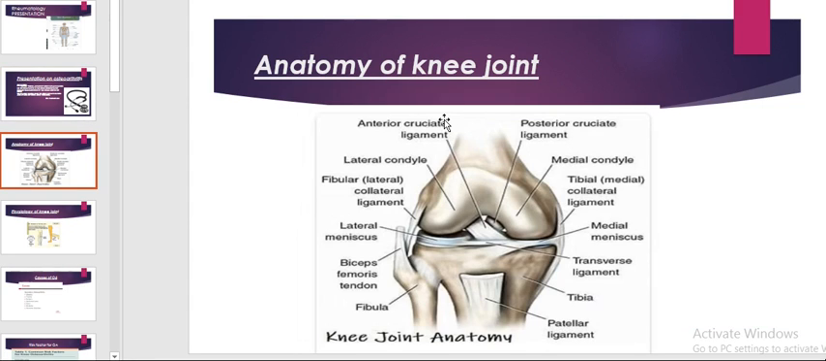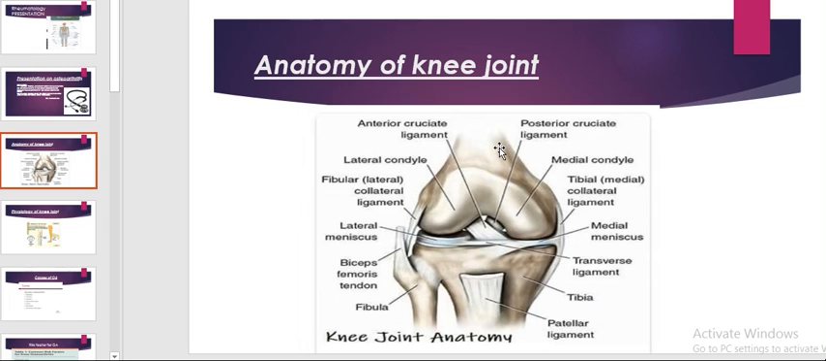Now you can see the anatomy of the knee joint. This is a simple anatomy: anterior cruciate ligament, posterior cruciate ligament, and then the lateral meniscus. This is a disc, you can say, and this is the medial meniscus. Then there is a transverse ligament. This is the patellar ligament. There is the patellar bone, which is connected with the bone through the patellar ligament, and then there is the tibia, and the fibula, and the biceps femoris tendon. So this is a simple anatomy of the knee joint.